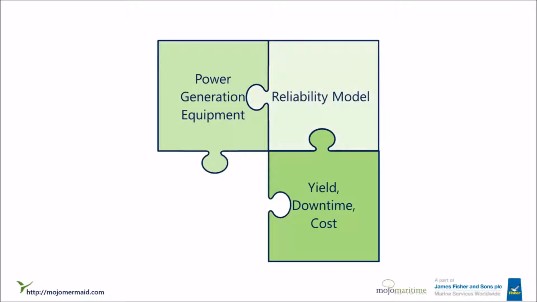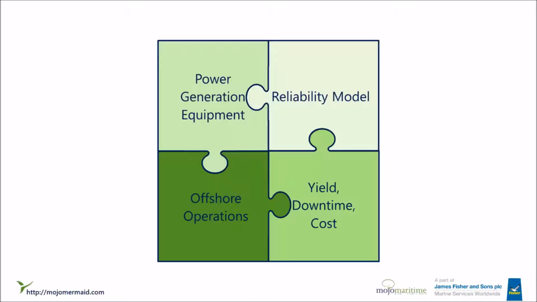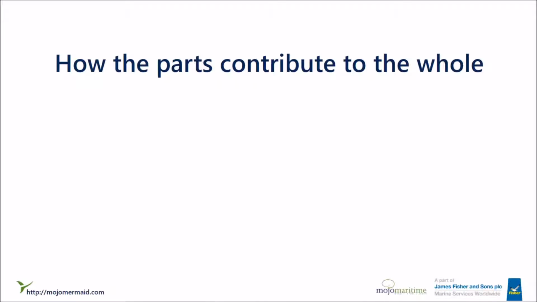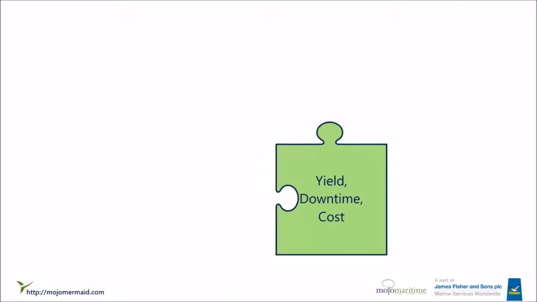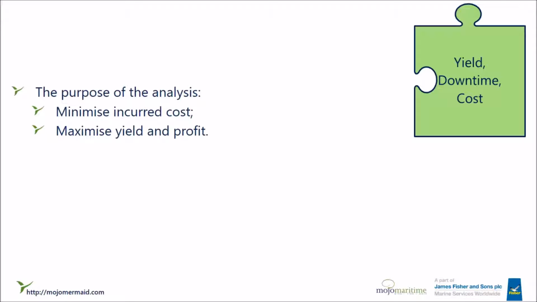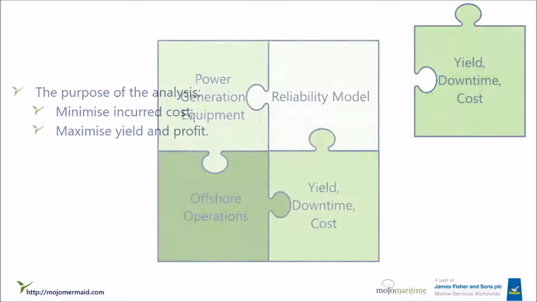There's the power generation equipment. We're going to require some kind of reliability model, and there are the offshore operations themselves. So let's take a look at each of these parts in turn and see how they contribute to the whole. So firstly, the yield, downtime and cost. Well, this is the purpose of the analysis, and we're looking to minimise the incurred cost whilst we maximise the yield and the profit that we're making from our farm.